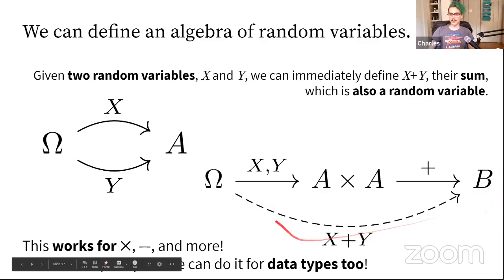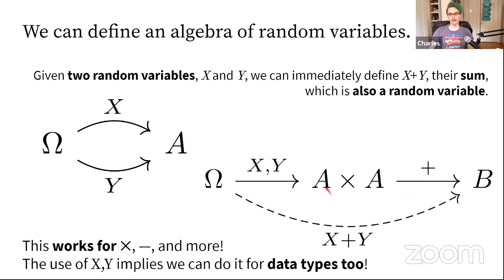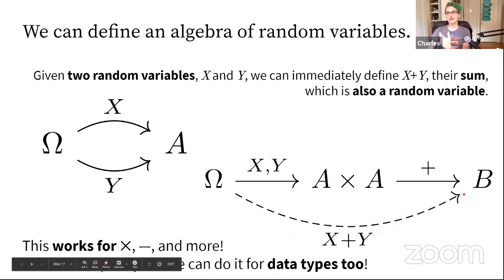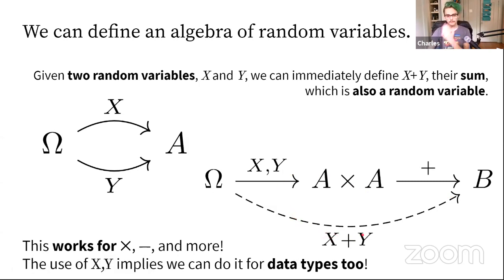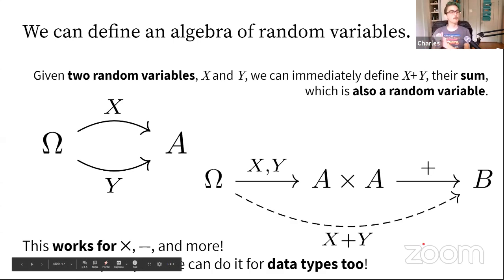We can now define the sum of x and y by composing these two arrows together, by first getting two outcomes, then adding those outcomes together. This combination of these two maps is a new map that goes from universes to outcomes, but now it's computing a sum instead of computing just the outcome of one or the other. So this is a new random variable. This works for times, this works for minus, this works for many other possible things.